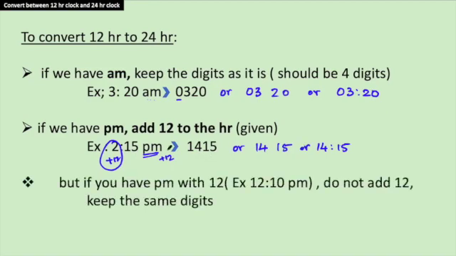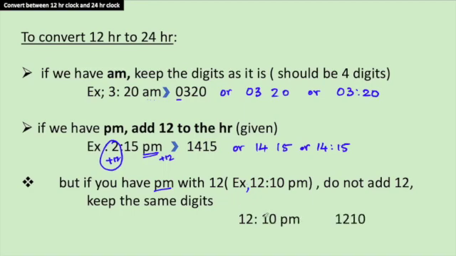And the last point to be noted is very important. You might get confused here. We learned that if we have PM, we add 12. But there is a special situation where we can't add 12 even if we have PM, which means if you have PM with 12, remember, PM with 12. Example, 12:10 PM. If we add 12 to it, it will be 24:10, and it will not represent the middle of a day. So what we have to do is keep the same digits as they are.